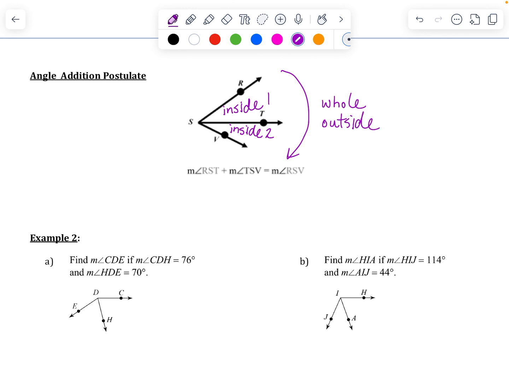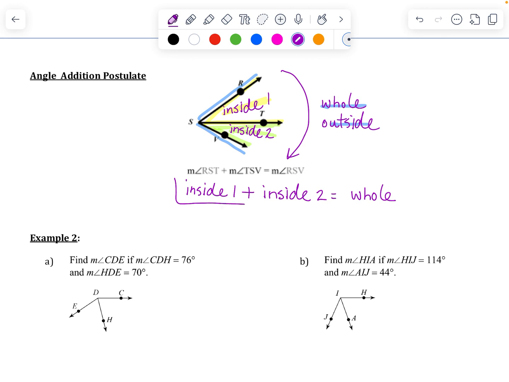I sometimes like to color code this. So if we think about the first angle as this yellow angle, the second angle as this green angle, and the big outside angle is the blue angle, then you can think of inside yellow, inside green angle adds up to outside or whole blue angle. That's another way to think of it, kind of as a color coding thing. So inside 1 plus inside 2 equals the whole thing, the whole big outside angle.